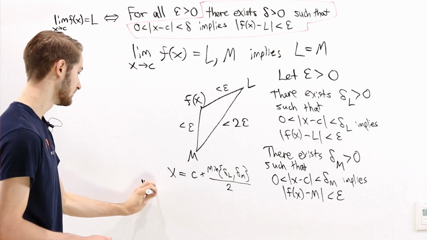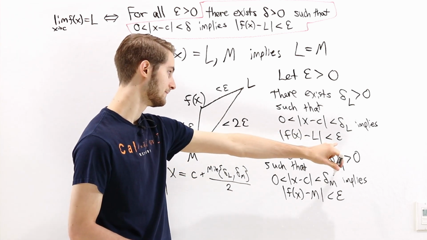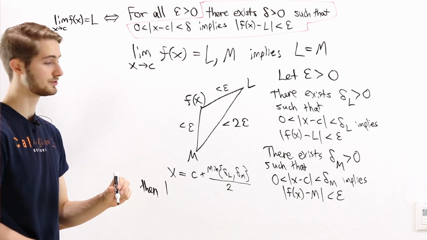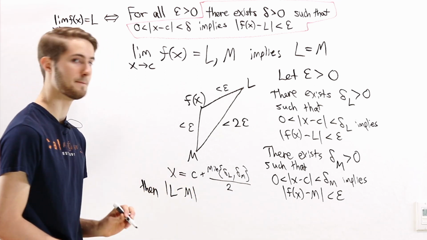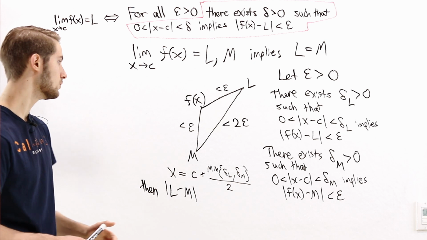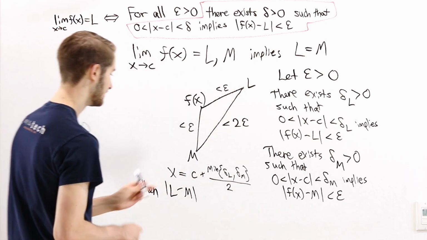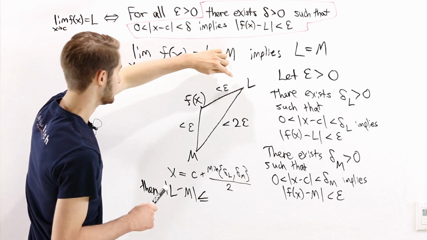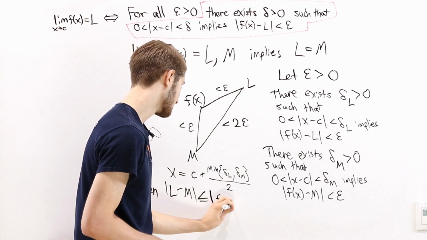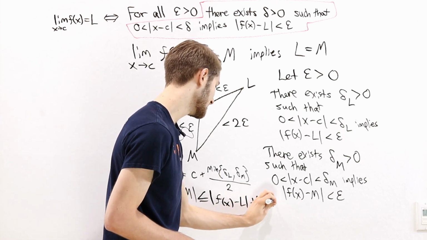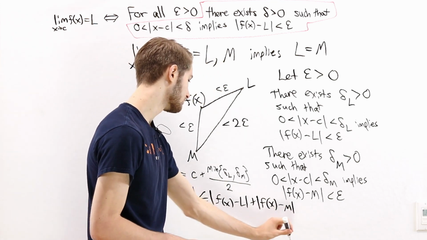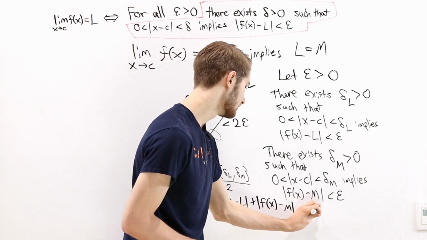So this implies the distance from f of x to L is less than epsilon, and the distance from f of x to m is less than epsilon. We don't really care about either of those. What we care about is the distance from L to m. And this is the part where we use this triangle that I drew right here. Because when we apply the triangle inequality, what it tells us is the distance from L to m is less than or equal to the distance that we get by going from L to f of x and then f of x to m. So this is less than or equal to the distance from f of x to L plus the distance from f of x to m. And so this f of x minus L is less than epsilon. This one is also less than epsilon, so in total this is less than 2 epsilon.